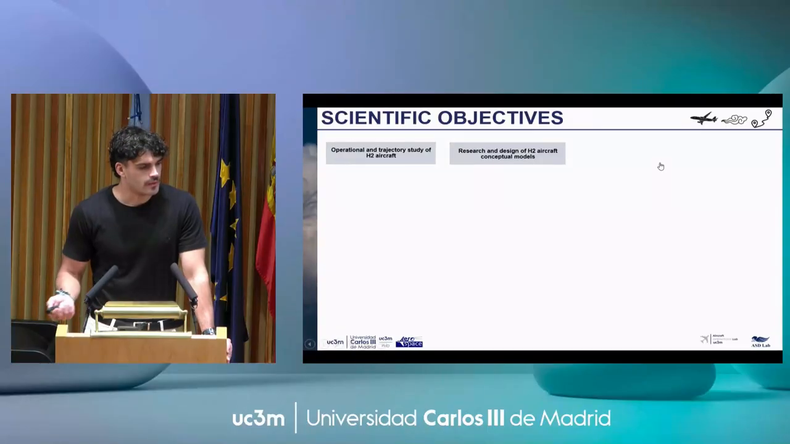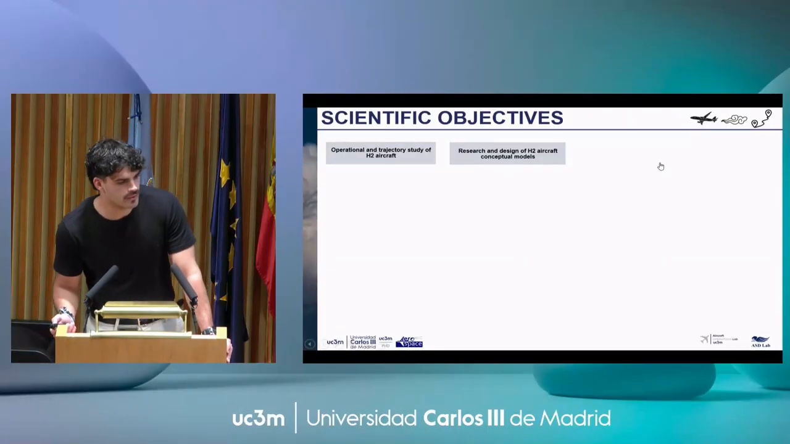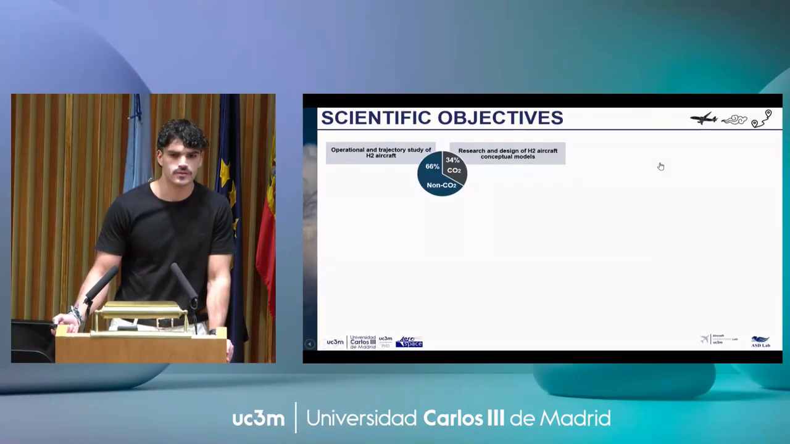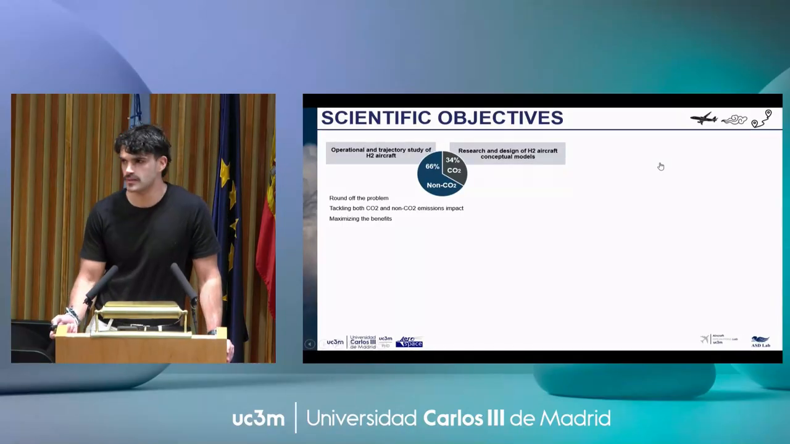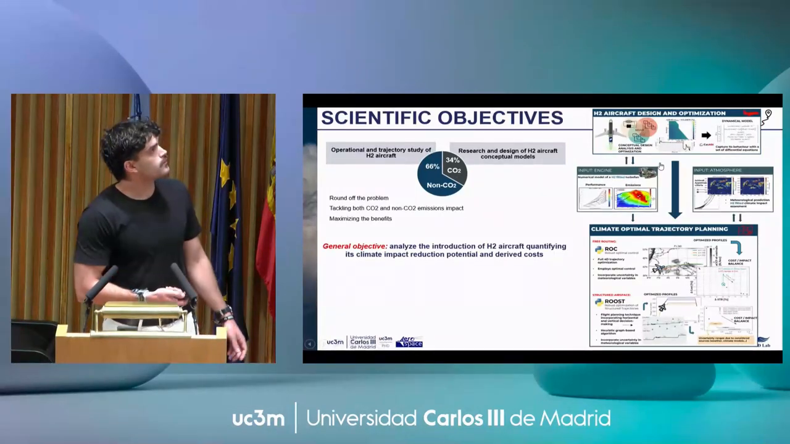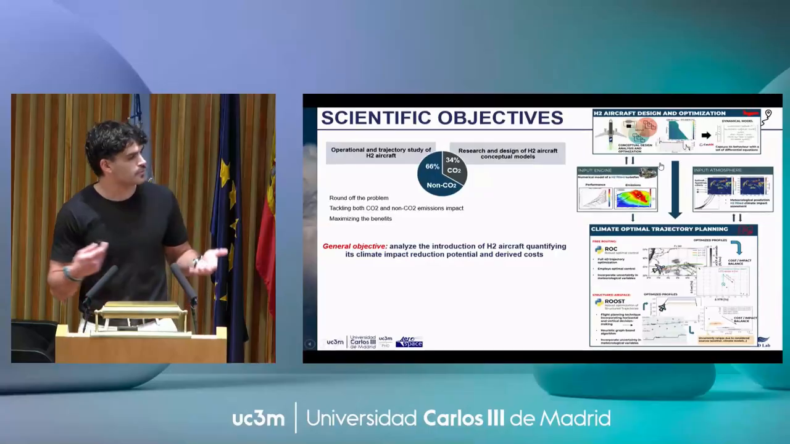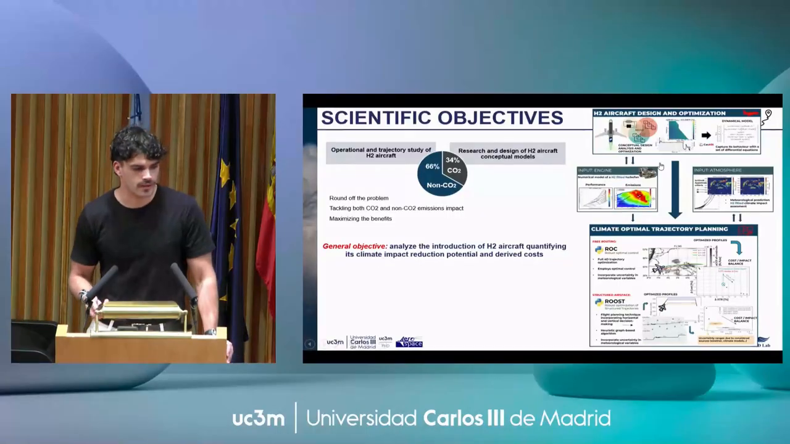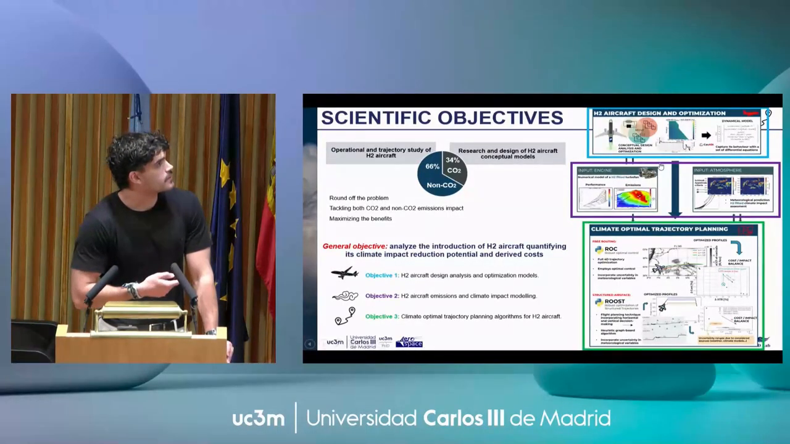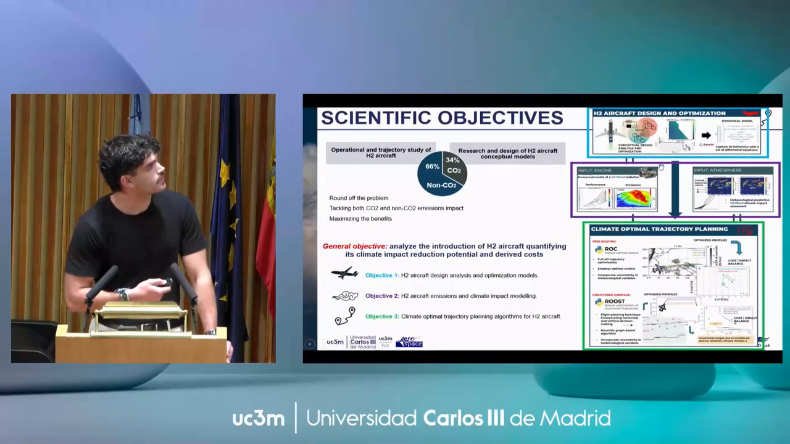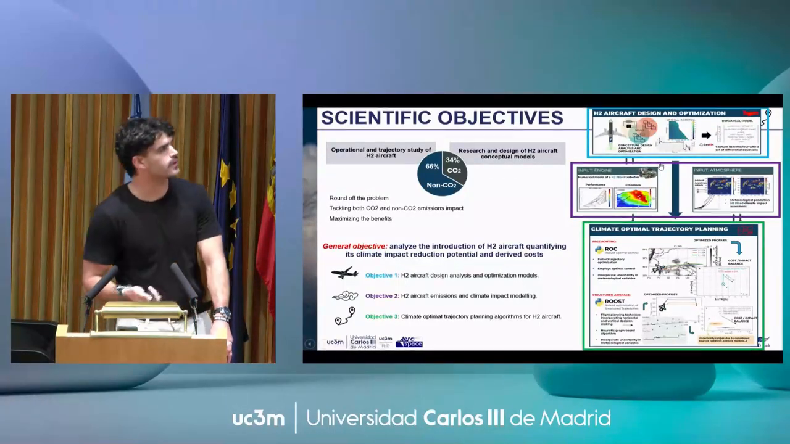So we found that if we join both efforts, from the operational trajectory study and the research and design of these hydrogen aircraft, we can tackle both the CO2 and non-CO2 emissions, rounding off the problem and maximizing the benefits of the introduction of the hydrogen airplane. I present here this schematic of my PhD, with the general objective of analyzing the introduction of this aircraft and quantifying its climate impact reduction in the market. The sub-objectives are divided in three blocks: the design, analysis, and optimization of this aircraft; the climate modeling and emissions; and the climate optimal trajectory planning algorithms.